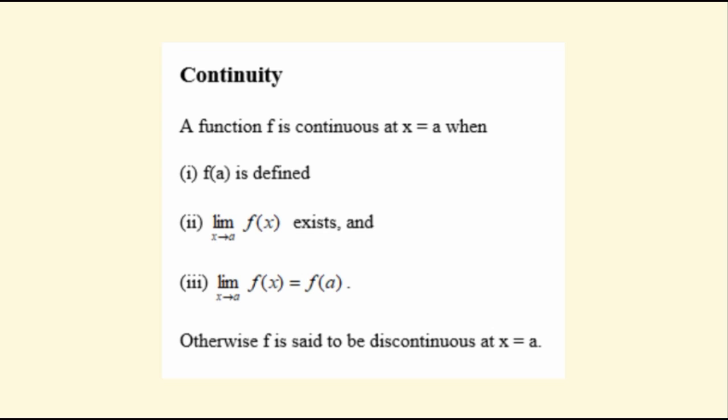Continuity. A function f is continuous at x equal to a when f of a is defined, the limit as x approaches a of f of x exists, and the limit as x approaches a of f of x equals f of a. Otherwise, f is said to be discontinuous at x equal to a.